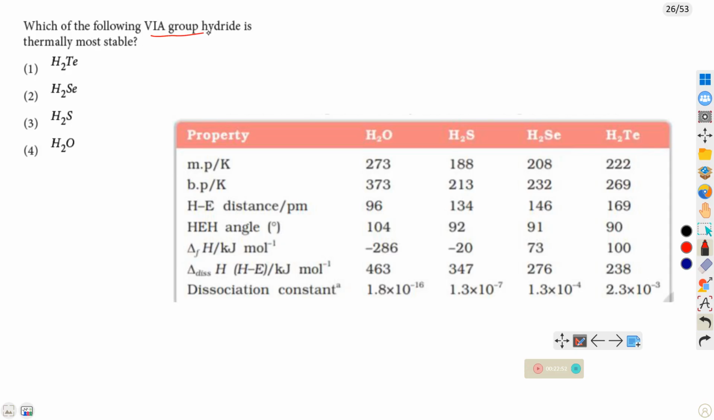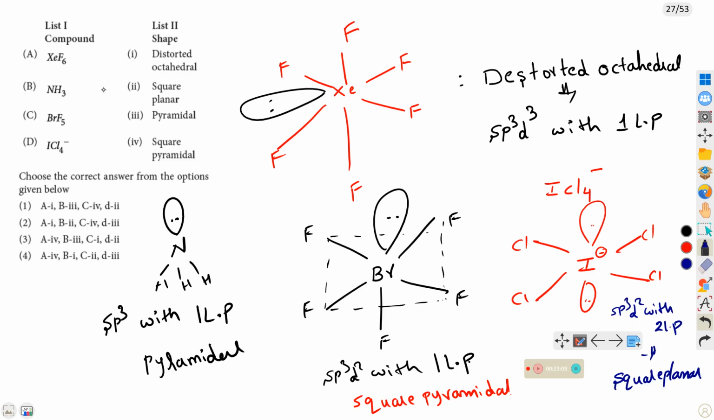Which of the following 6A group hydride is thermally most stable? Which requires more bond dissociation energy? H2O requires more bond dissociation energy, so H2O is thermally stable. Match the following. XeF6 distorted octahedral. NH3 pyramidal geometry, AB3. Only one option. BrF5 square pyramidal. ICl4 minus is square planar.